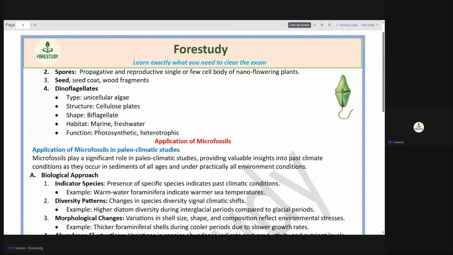Then the habitat is marine and freshwater, and the function is it is also photosynthetic, and it is heterotrophic. Heterotrophic means it can make its own food, and it can also hunt organisms and eat them. So these were dinoflagellates. Now one by one I'll show you different images.